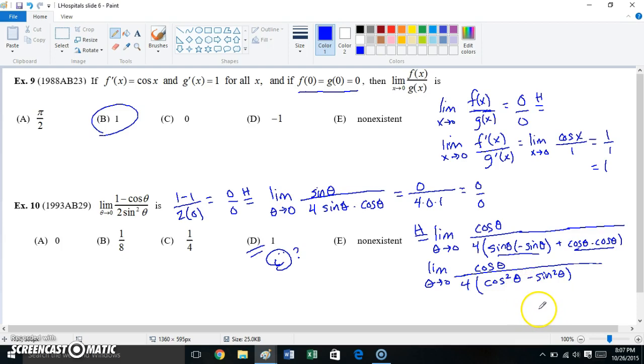Oh, I'm doing a lot more work than I need to do here. Did you see what I missed? What if I just cancel those out? We get the limit as theta approaches 0 of 1 over 4 cosine theta. Evaluating that, we get 1/4.